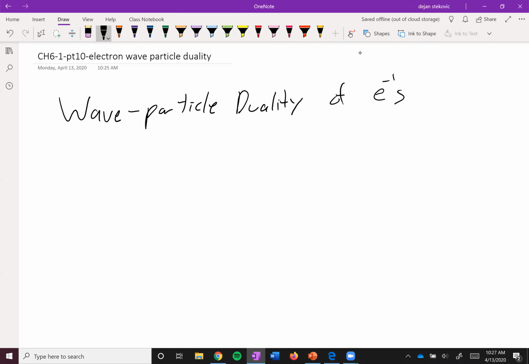All right, so previously we talked about the wave-particle duality of photons of light. Now we're going to talk about the wave-particle duality of electrons. Electrons are generally thought of as particles. We can actually weigh them, so we do know they have mass. So if they have mass, they must be a particle.